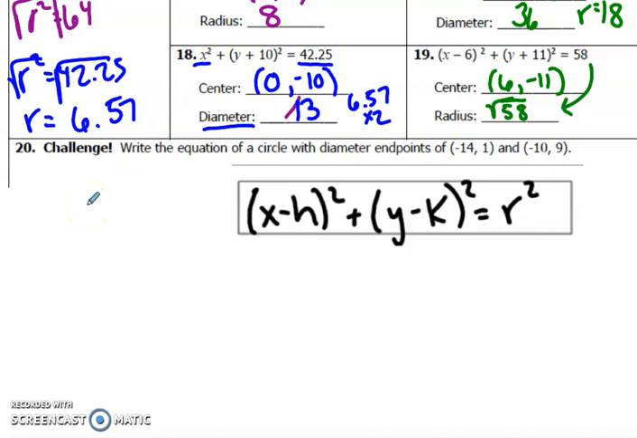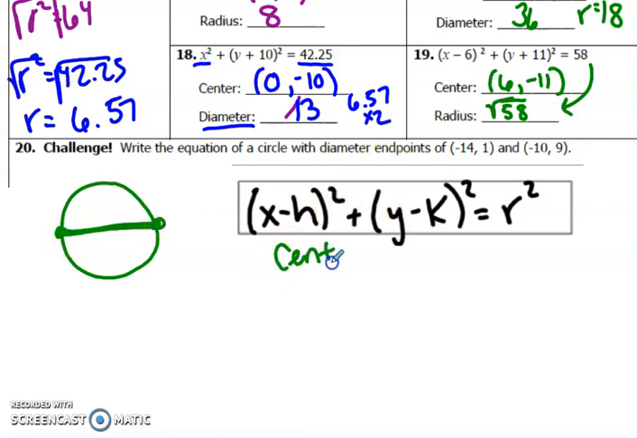All right, so it wants me to write the equation of a circle with the diameter at these endpoints. So if I visualize this, I'm going to have a diameter like here. Okay, so to write the equation of a circle, you need the center and you need the radius. Okay, so first off, we have to find the center. Now the center is going to be the middle, and to find the middle of something, especially 2 points, that is called finding the midpoint.